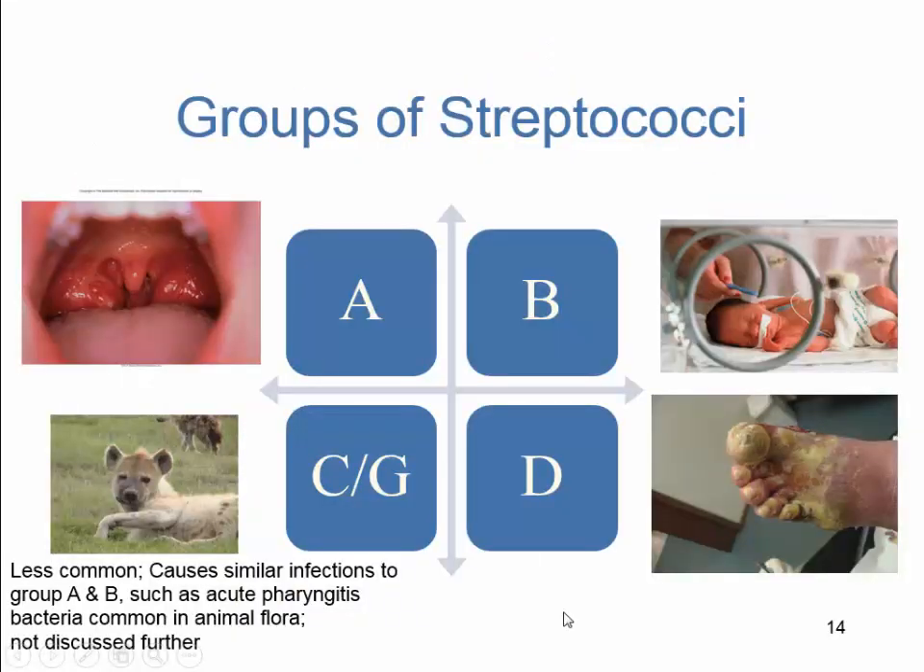So the various groups of Streptococcus are broken down into A, B, C, G, and D. We're going to discuss primarily A, B, and D. C and G are much less common. They tend to cause just acute infections, and they're picked up more often from animal flora.